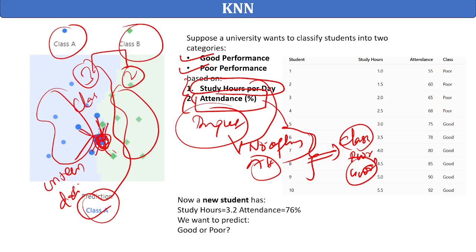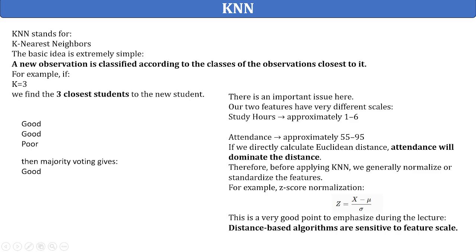The same thing you can apply in your class also. If any faculty are here, they can apply it to predict how your class is going to perform in the coming examinations, if you want to automate full classrooms. Now we want to check: if a student has studied for 3.2 hours and has an attendance of 76%, what will be the prediction, either good or poor?